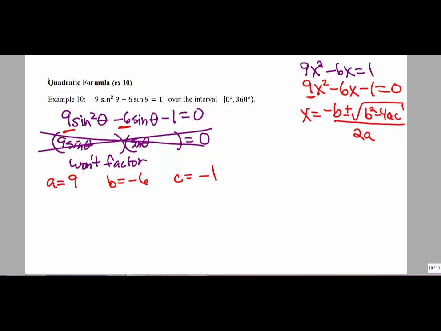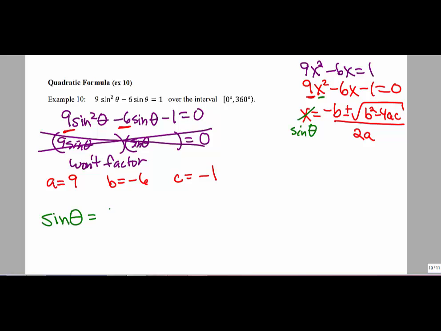So instead of writing x equals, we want to be careful. Over here in our analogy, x represents sine theta. So if we go back and replace that, what we're actually solving for is sine theta equals, and what we're getting is a sine value. And we have to determine the angle that would have this sine value.